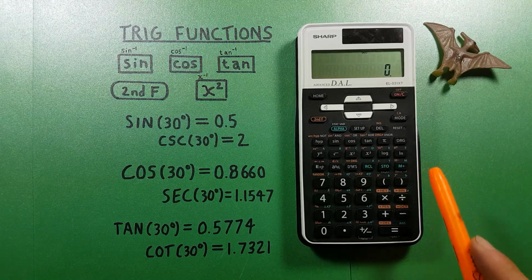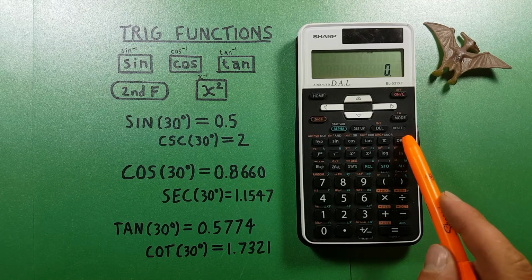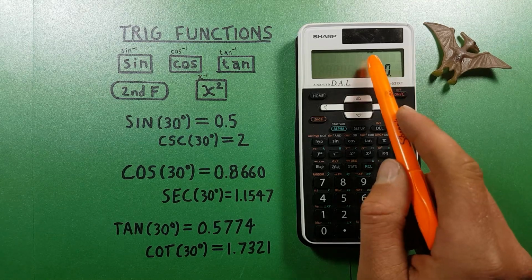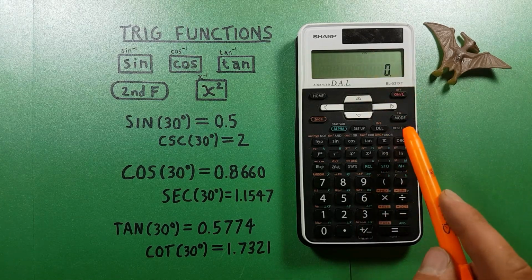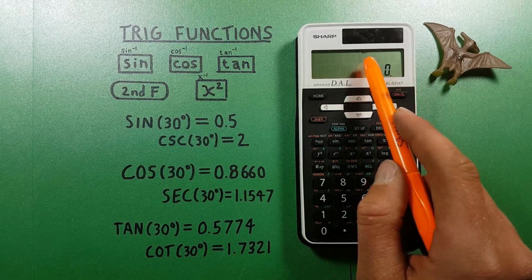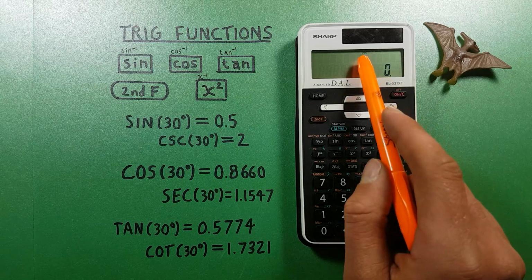You can do this by pressing the DRG key here. You can see once I press it once, it changes to rad. Press it again to grad. And one more time to DEG. So press that button until you see DEG at the top there.